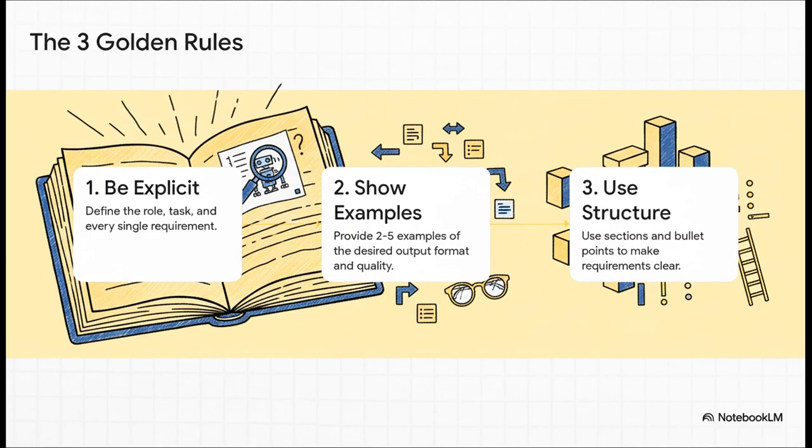First, you have to be explicit. Define everything. Tell the AI's role. Spell out the task. List every single requirement. Second, show examples. This one's huge. Don't just tell the model what you want, show it. Give it 2, 3, even 5 good examples of the output you're looking for. And third, use structure. Your new best friends are sections, bullet points, and numbered lists. They make your instructions impossible to misinterpret.